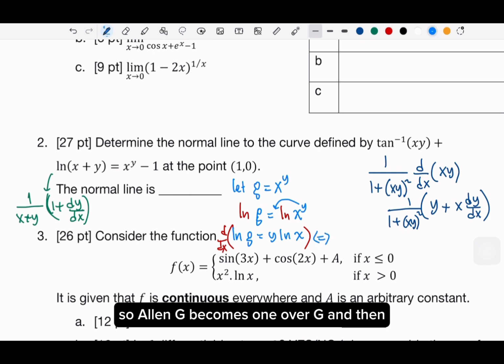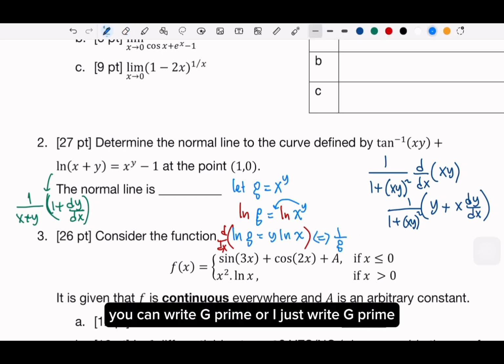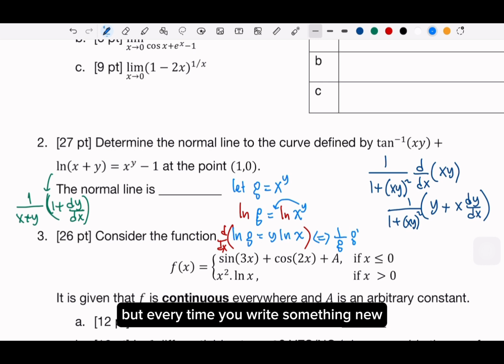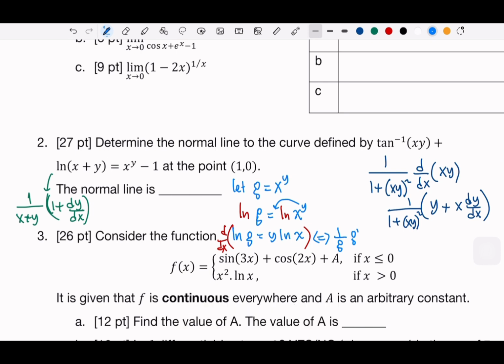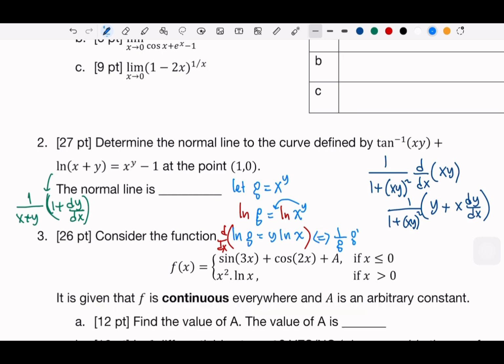So ln g becomes 1 over g, and then we write g prime. But every time you write something new, you need to know its definition. I know some students write something and they don't know what it is. So at least you need to be consistent. For example, in questions related to related rates, sometimes the question doesn't really give you the variable. You need to make it up yourself. You need to know which variable you set. Do not mix up.